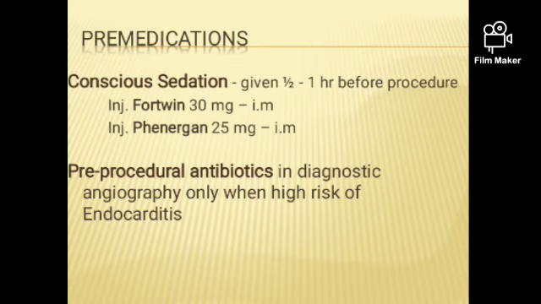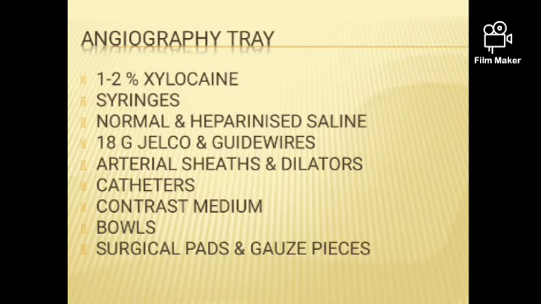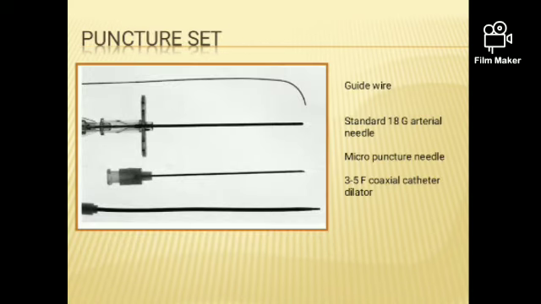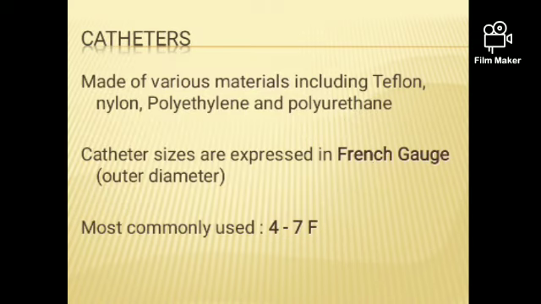Next thing is, these are the setups for the angiographic tray. I'll not go into detail. You can see here right now. Next, these are the puncture sets. What you require in the puncture set is the guide wire. You require the arterial needles, micro and catheters too. So what is the purpose of a catheter? A catheter is going to guide the contrast to the desired vessel, and that is measured in French.